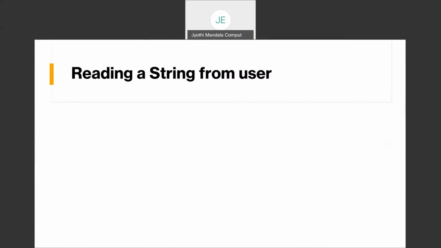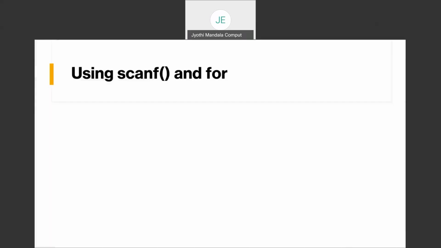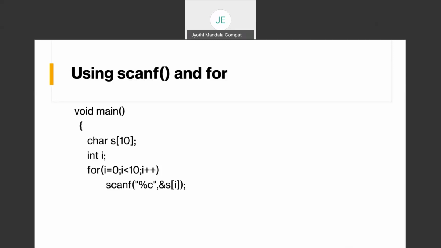In the same way, for reading the string, we have a first option of using the scanf statement and a for loop to read the string. The second option is that only the scanf statement can be used. And the third option is gets. Now, how these three can be used, we'll learn in detail. So the first one is using scanf and a for loop. Using scanf and a for loop is nothing but the normal way you read integer values: you write a for loop up to that number of integer values, and you repeat the scanf statement. Here also we'll follow the same thing.